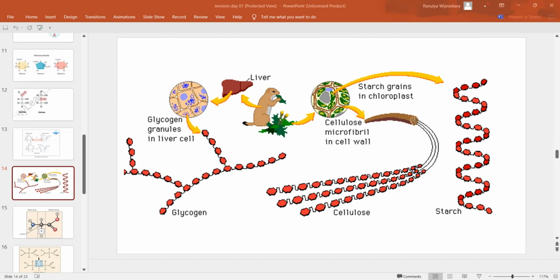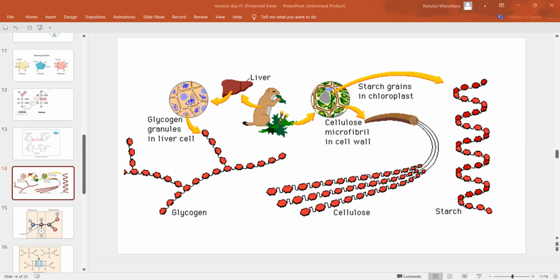Next point. Erythrose. Next point. 5-carbon pentose. Next point. Examples. Ribose, deoxyribose, ribulose. Next point. 6-carbon hexoses. Next point. Examples. Glucose, fructose, galactose.